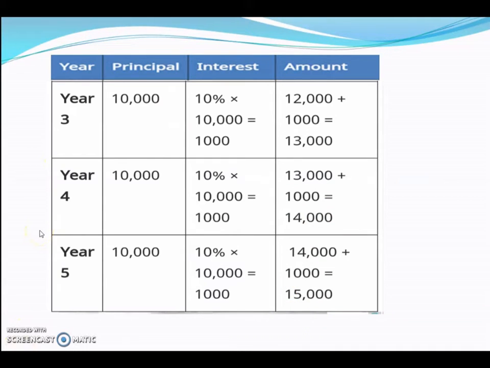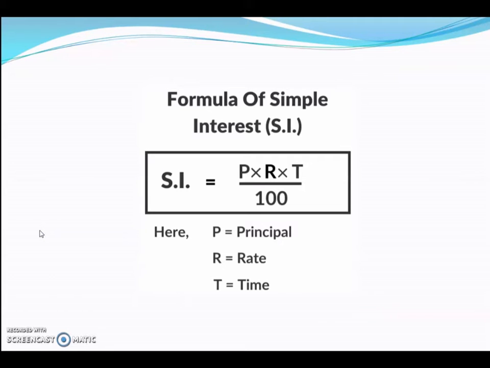Now if for each and every year I am finding out separately 10% of 10,000 and adding it to the previous amount, it will become a very long process, and as the number of years increases, the problem will become more and more bigger. So to simplify things, we have a formula for simple interest. This formula is P into R into T by 100, where P is the principal, R is the rate of interest, T is the time period.